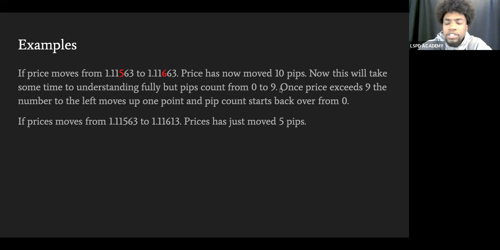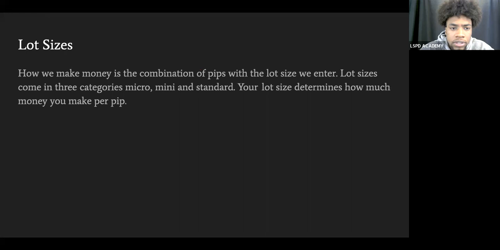And that goes back into the stopwatch because of how price moves, 0 to 9, right? So you'll have 6 move up to 9, so 6, 7, 8, 9, and then it'll restart to 0, and it'll move this 5 up to a 6, right? In reference to how these rotate out. So if price moves from 11563 to 11613, price has now moved 5 pips, right? So we've got 56, 61, 5 pips, kind of a little math there.